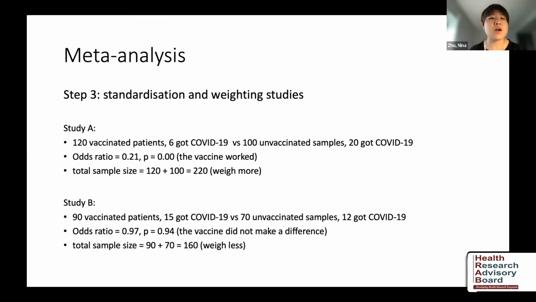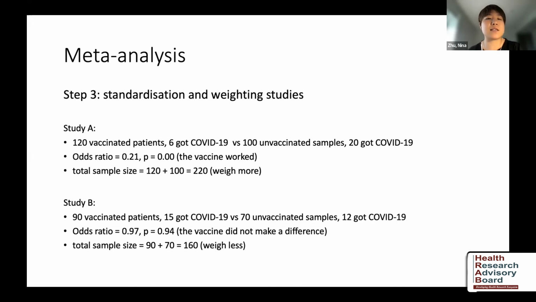What do I mean by that? If we look at study A, we have a larger sample size, first of all, because if we calculate the total number of patients in this study, we have 220 patients involved in study A. And also, if we calculate the odds ratio of vaccination, we see that the vaccinated patients compared to all unvaccinated ones have a lower odds ratio. So imagine the unvaccinated have an odds ratio of 1, the vaccinated patients have an odds ratio of 0.2.